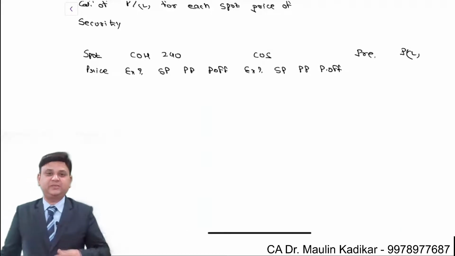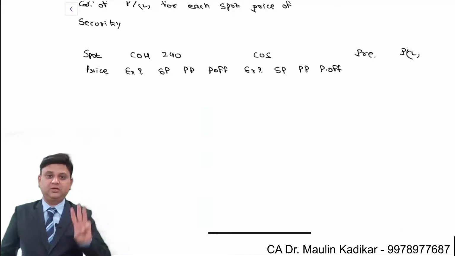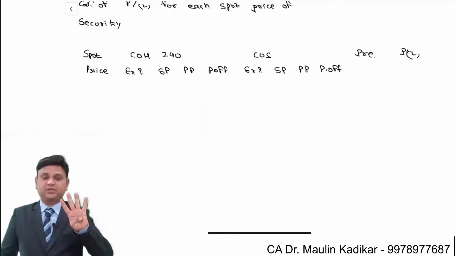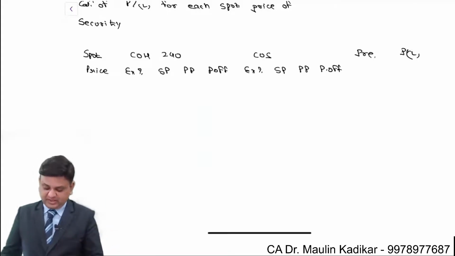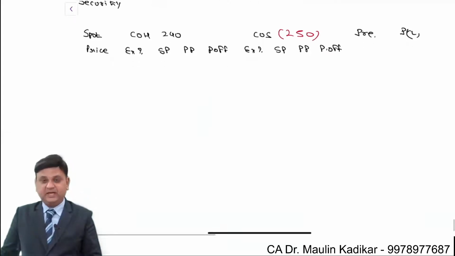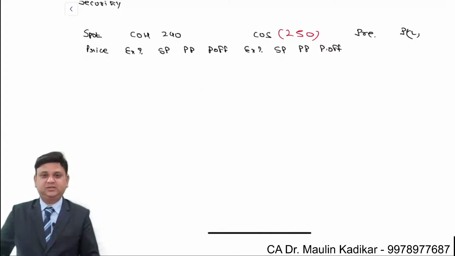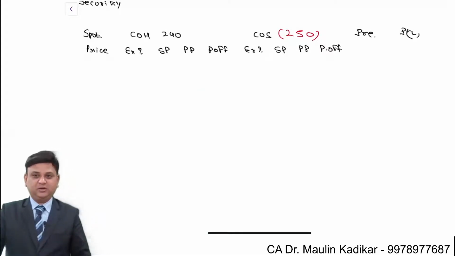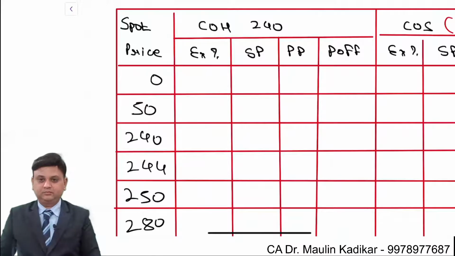First column is spot price, then call option holder divided into 4 sub columns: exercise, sale price, purchase price and payoff. Similar 4 sub columns for the exercise price 250 because you are call option seller, premium, and last is the profit loss. Try to complete the table on your own. Okay.